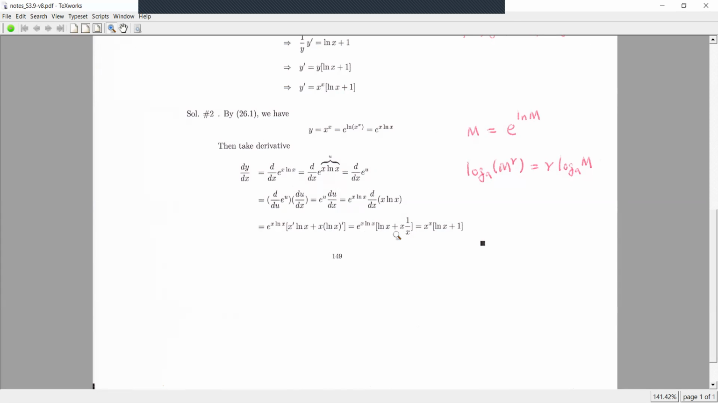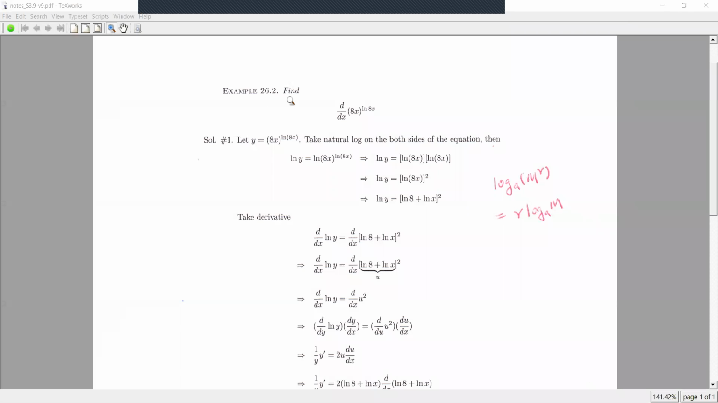Now, simplify this expression. e to x times natural log of x is equal to x to x. So I plug in x to x here. x times 1 over x is 1. This is the result for this example.